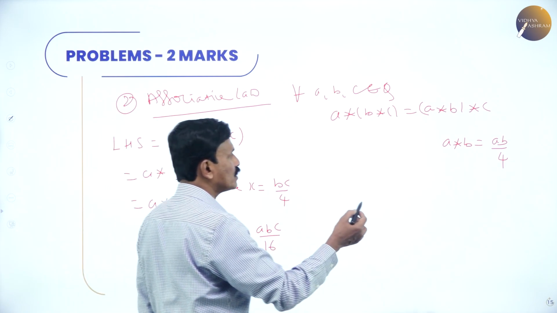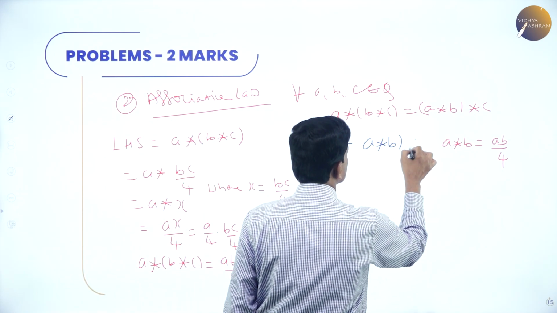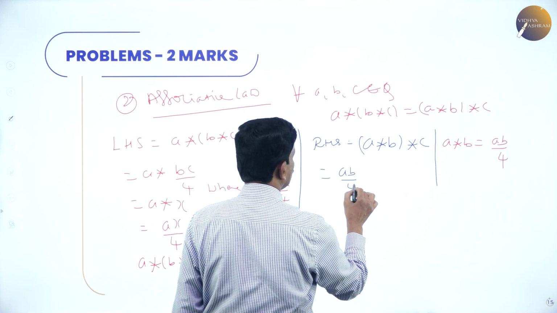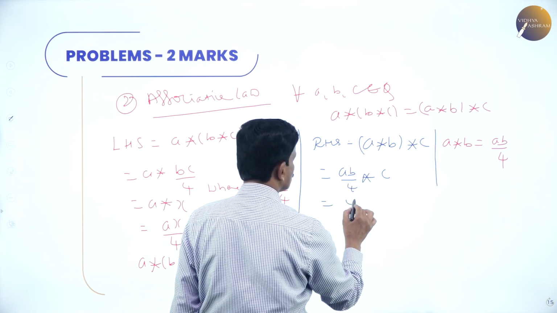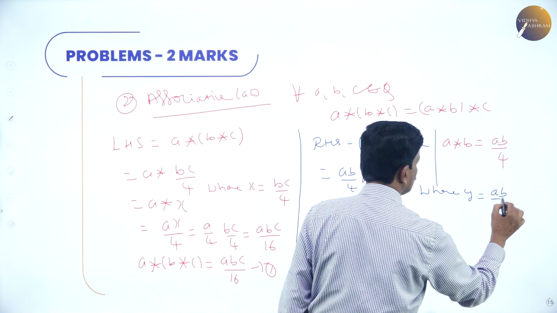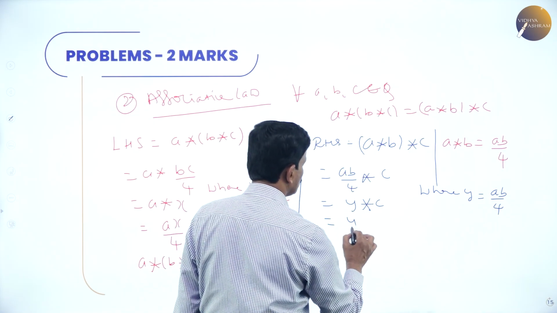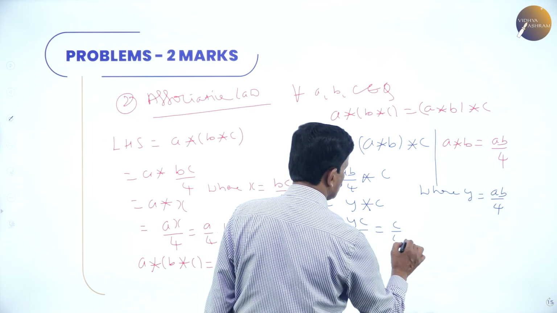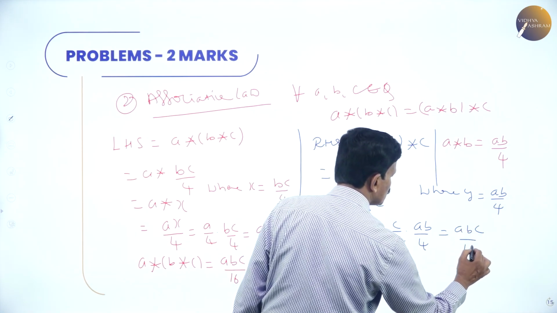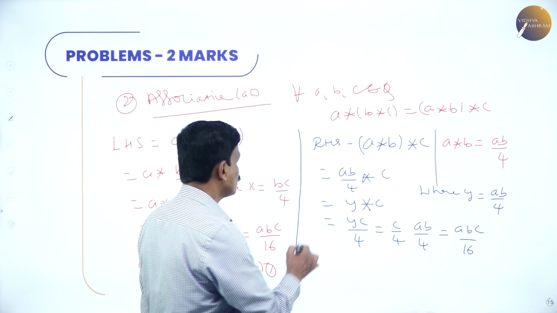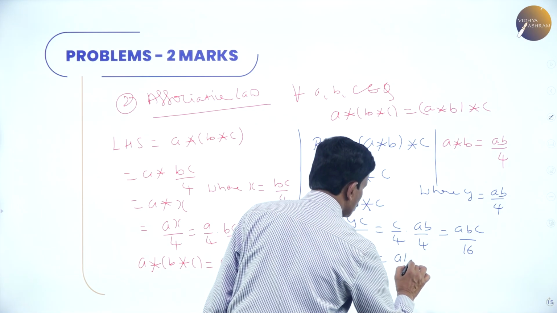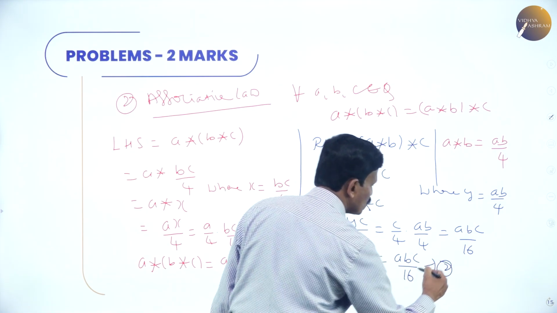On the other hand, let us take RHS, (a star b) star c. Now, what is a star b? a star b is equal to ab by 4, star c. Let us call it Y star c, where Y is equal to ab by 4. So Y star c can also be written as Yc divided by 4, c by 4 as it is. What is Y? ab divided by 4. This is equal to abc divided by 16. So therefore, (a star b) star c is equal to abc divided by 16, equation number 2.